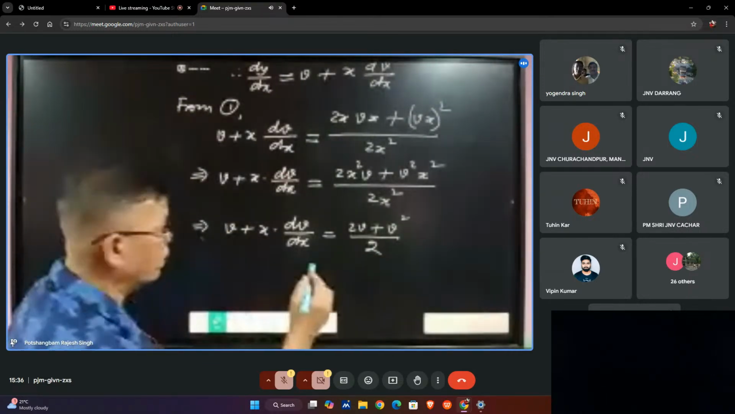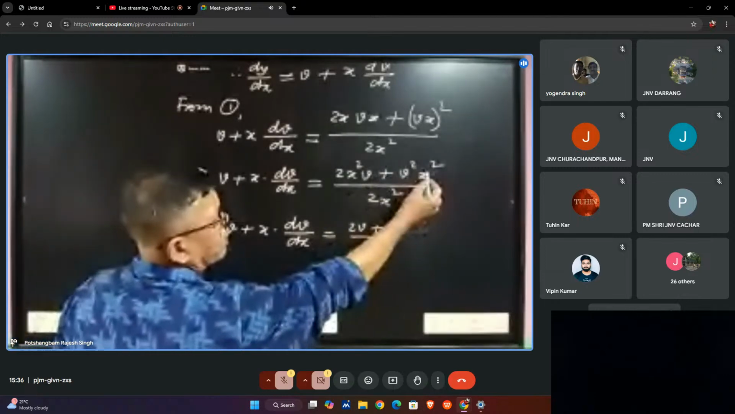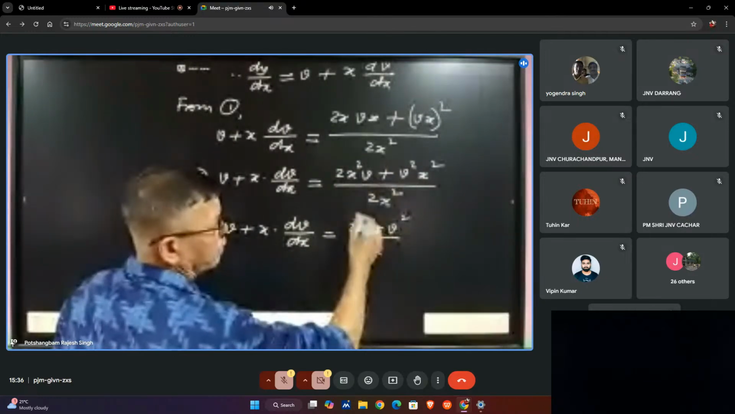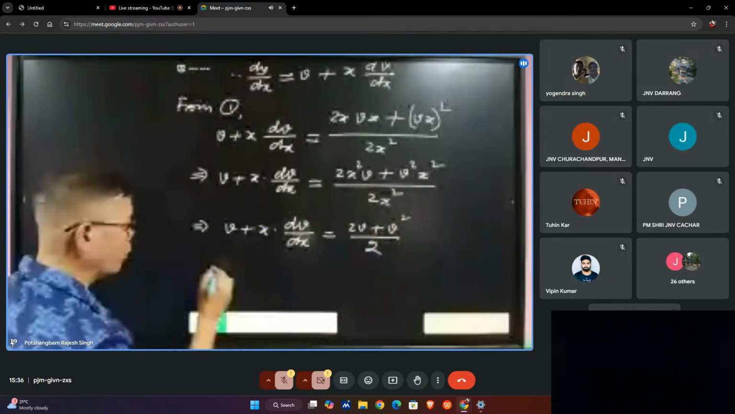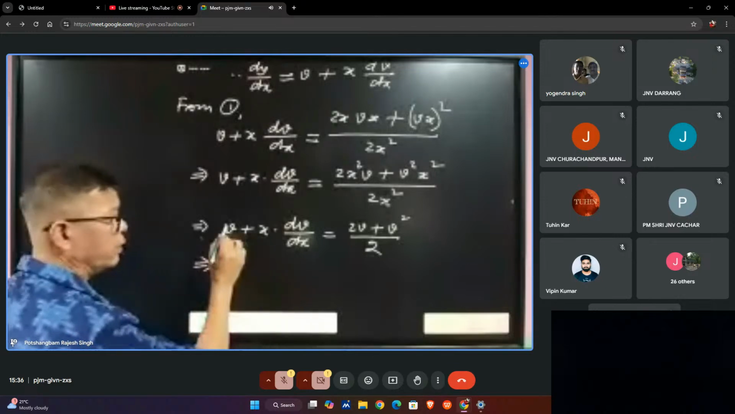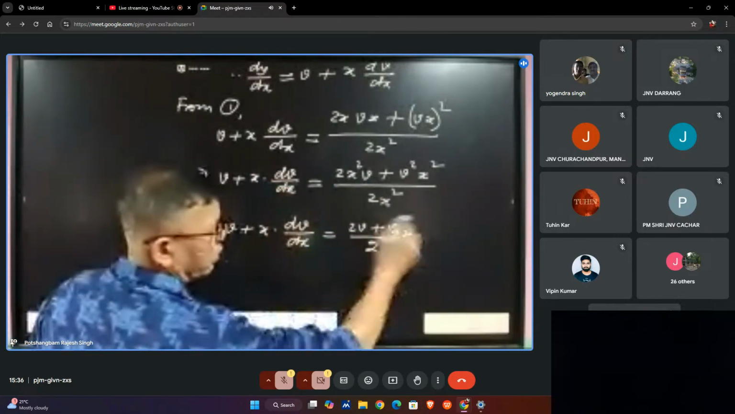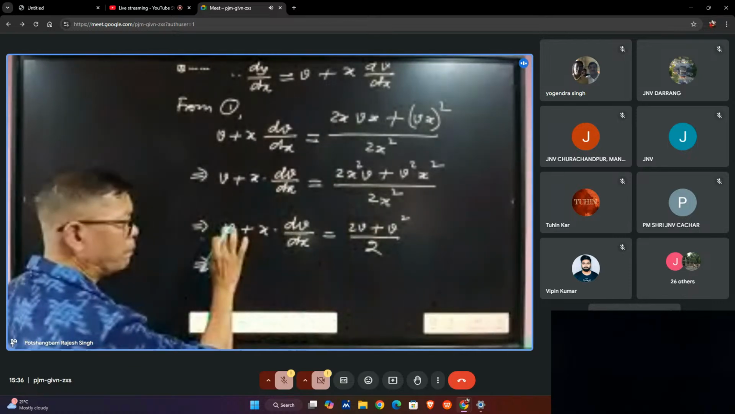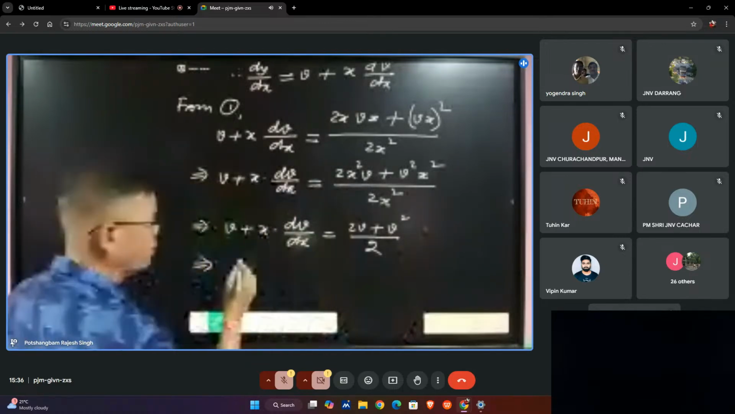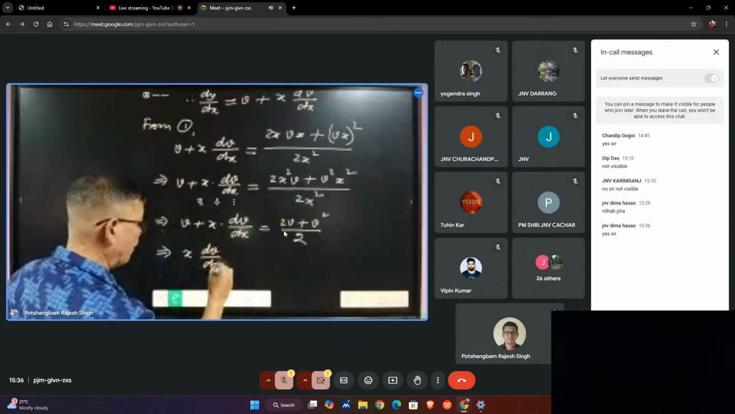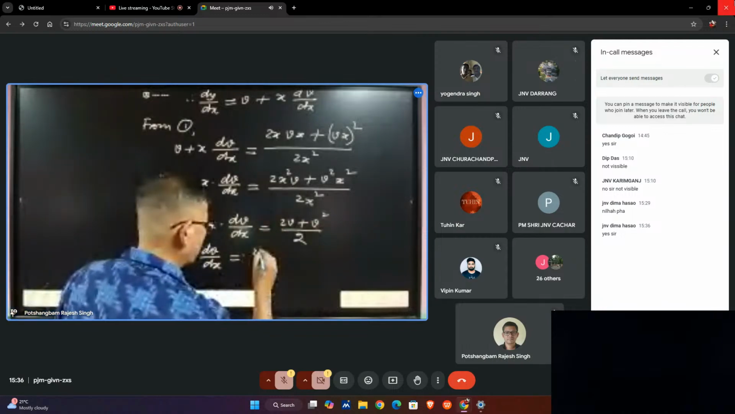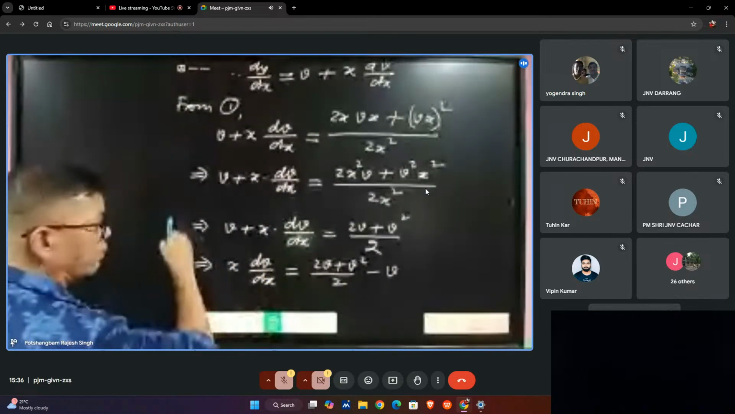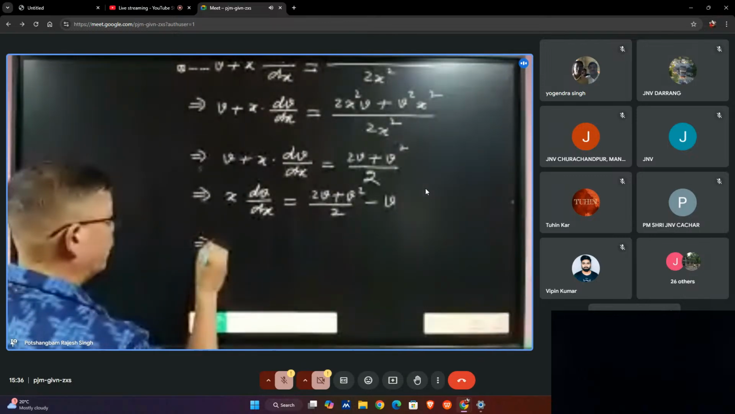So after this, dear students, I took out x squared common from the numerator, and it cancels with the x squared in the denominator. Then we can transfer the function of v to one side so that v and x can be separated. So v is transferred to the other side, giving minus v, and then x dv by dx.